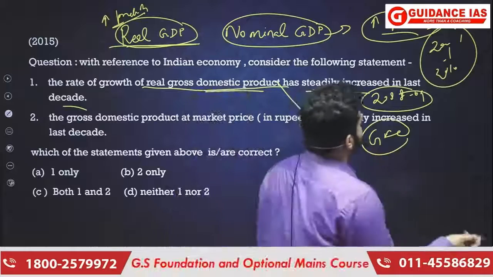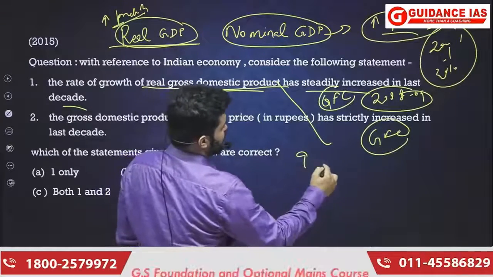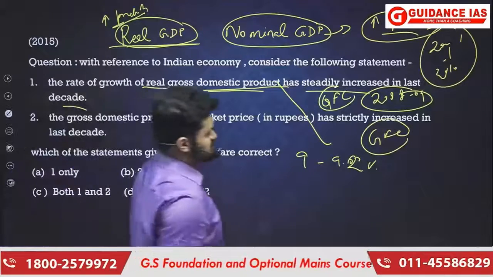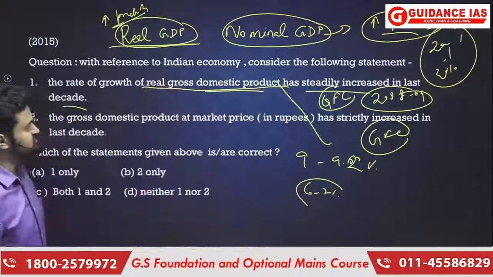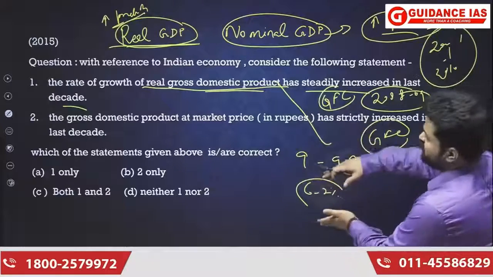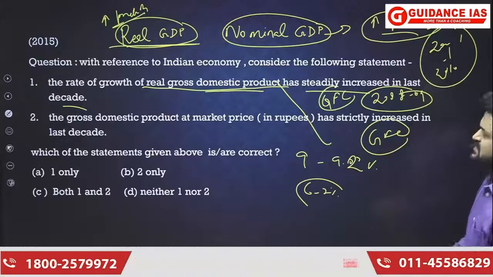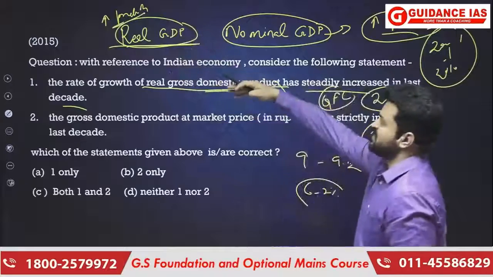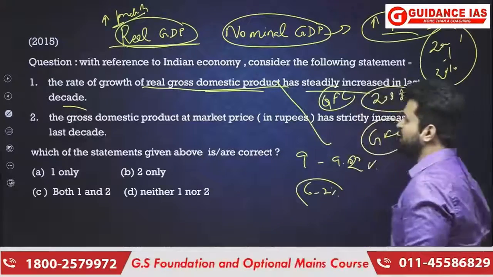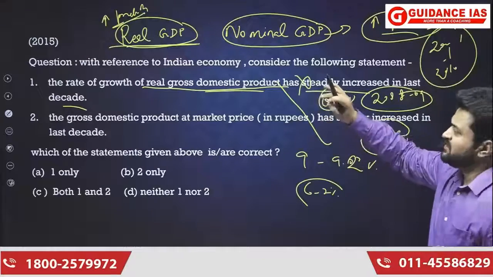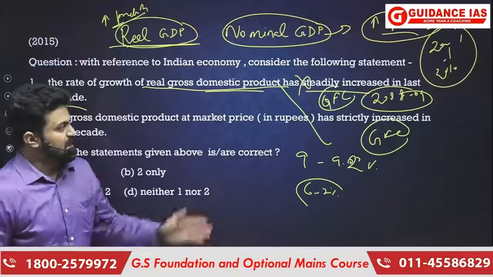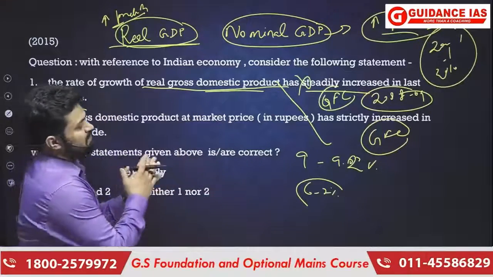If you go by the data, in the year 2008-9 or before that, there was 9 to 9.2% GDP growth rate. But after the crisis, it came down to around 7%. So the GDP growth rate came down only because of a decrease in production, because there we were talking about real GDP. That means real GDP will increase only when there is an increase in production. It can't increase because of an increase in prices, because we measure it by considering a particular year to be the base year. So this statement is incorrect, because the rate of growth of real gross domestic product has not steadily increased in last decade. There was a crisis also, and mainly because of the crisis, real GDP actually decreased.